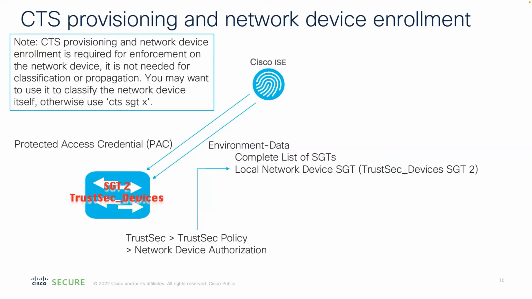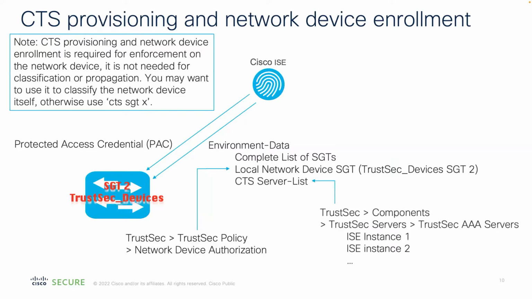And you might think, well, what is this used for? Well, it's for traffic that originates from this network device itself outbound. So it might be SNMP traps that are being sent. If you're on the box, if you're telnetting outbound, or protocols that are originating from this box, we assign to SGT2. The other thing that is in the environment data is the CTS server list.